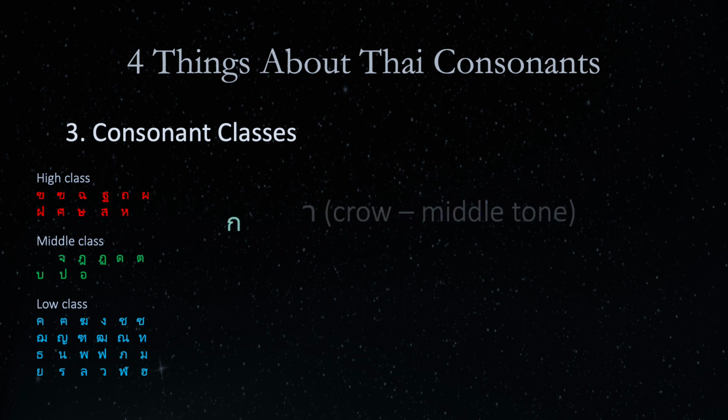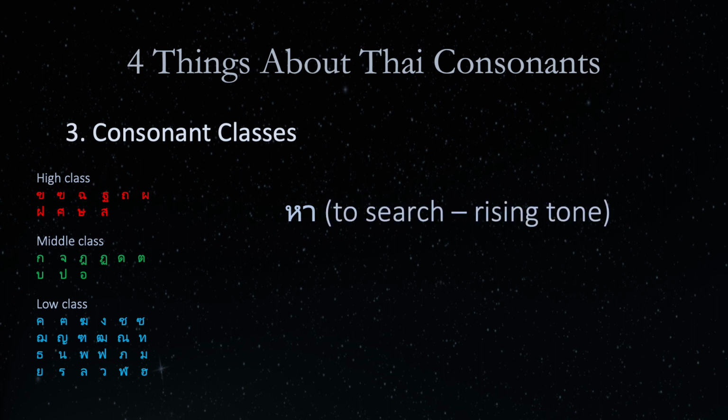So the word kha, meaning the bird crow, begins with the middle-class consonant go gai and is in the middle tone. If we replace the middle-class consonant with the high-class consonant ho hip, we have ha in the rising tone. Ha means to search. The class of the initial consonant thus affects the tone of the syllable.